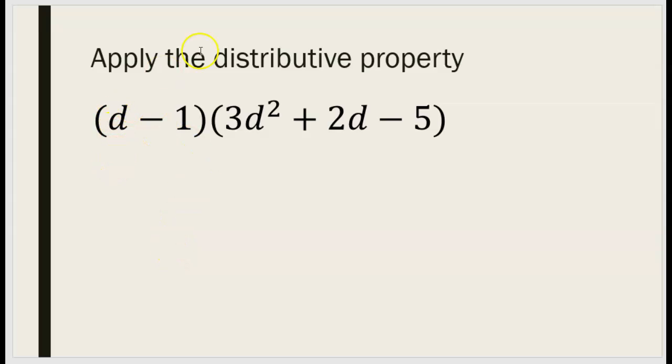Okay, hopefully you had a chance to do that. Again, we do not have a binomial times a binomial, so we can't use FOIL. I can't stress that enough. That works for a binomial times a binomial, and that's it. Okay, we have a binomial times a trinomial, 3 terms, so we're going to have to rely on good old distributive property. Okay, so we're going to take d, the first term, multiply by the second set of parentheses, and then take our minus 1, the second term, and multiply again by that second set of parentheses.